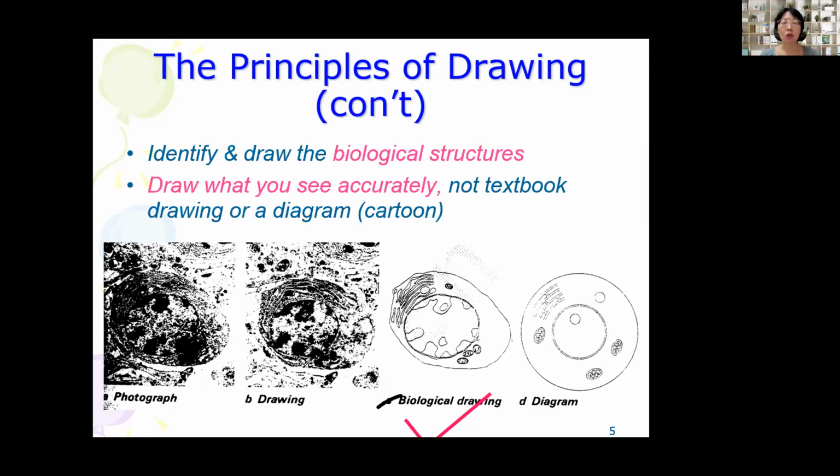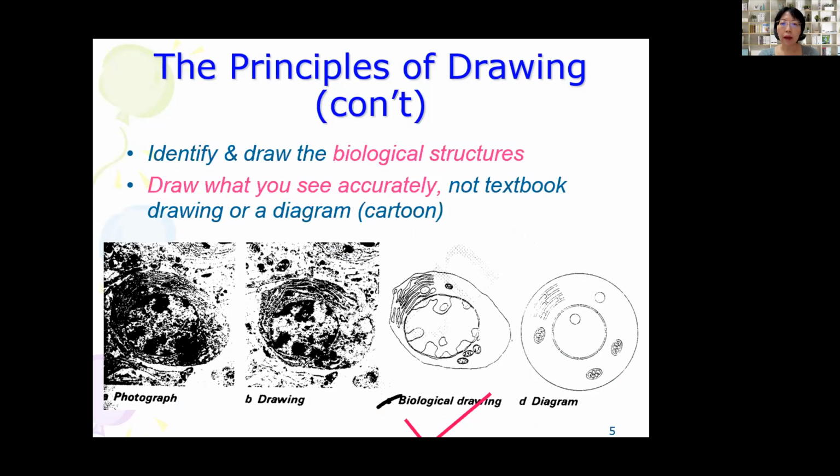On the right side is the so-called textbook drawing. You don't memorize from textbook or notes and then draw it from your memory. Biological drawing is a report. You have to draw it from the actual specimen that's given to you, either in the form of a slide or in the form of a micrograph. Okay, so biological drawing is C.